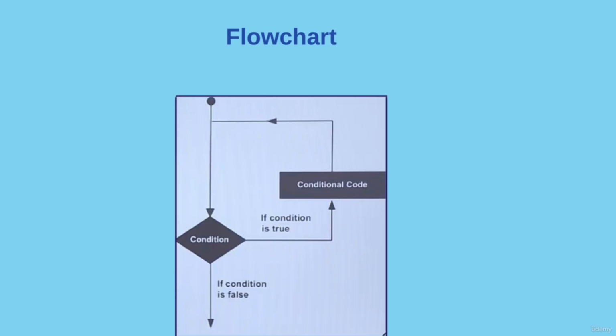Here is the basic idea of how the iteration statements or loops get executed. This is the control flow. There must be a condition. If the condition is true, then we will execute the conditional code and the control will again come to this condition. So unless and until this condition returns true, this loop will keep on executing. As soon as the condition is false, it will get terminated. If there is any logical error, you may write an infinite loop which will not be able to come out of this iteration.